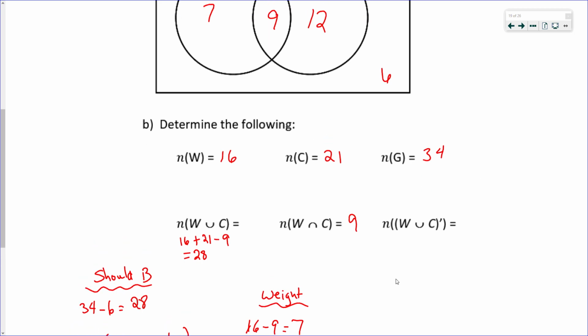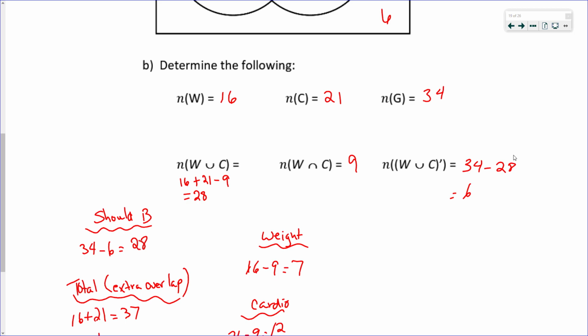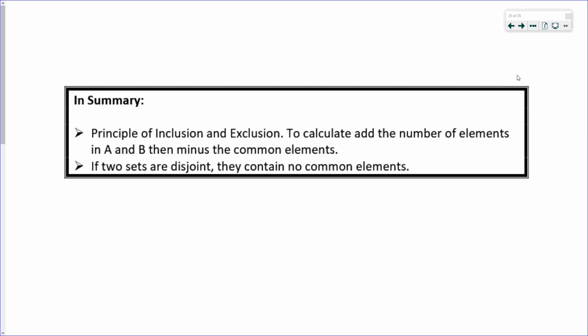And so for the complement of W union C, I'm going to take the number of people that go to the gym minus the people that fall into the circles, which was the 28. And what I end up getting is 6. So there's the 6 people that don't train 3 times a week. So in summary, the principle of inclusion and exclusion, to calculate, add the number of elements in A and B, then minus the common elements. If 2 sets are disjoint, they contain no common elements.